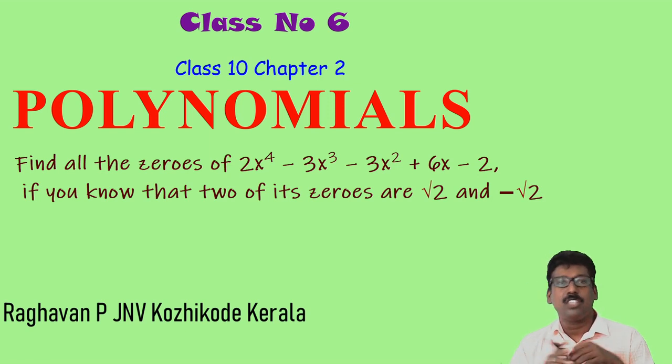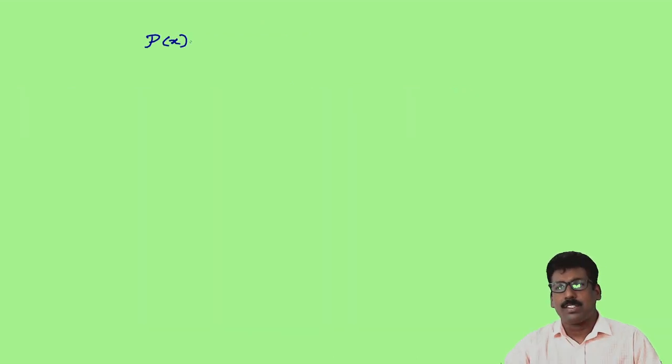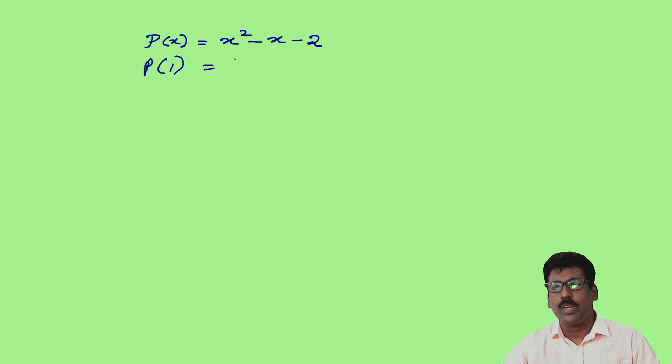Now, before discussing this question, let me take a polynomial. P of x is equal to x square minus x minus 2. Now, what is the value when x is equal to 1? P of 1 is 1 square minus 1 minus 2. That is 1 minus 1 minus 2, which is 0 minus 2, that is negative 2.